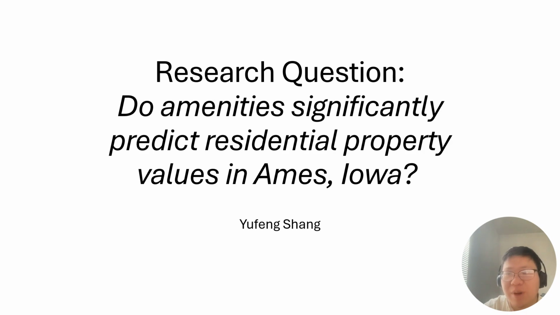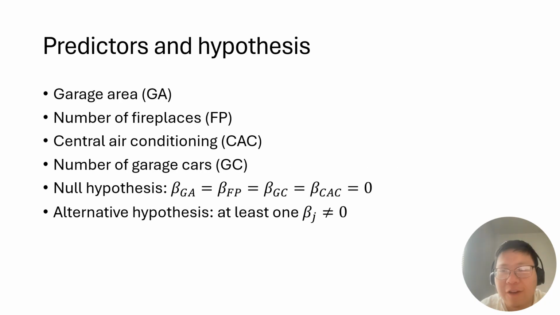My research question is: do amenities significantly predict residential property values in Ames, Iowa? I have chosen four predictors: garage area, number of fireplaces, central air conditioning, and number of garage cars, and the response variable is sale price. My null hypothesis is that all of their betas are equal to zero, and my alternative is that at least one beta is not equal to zero.